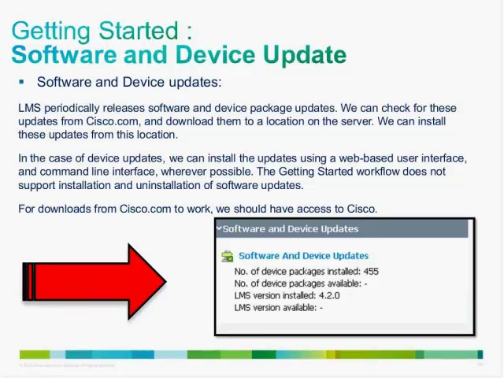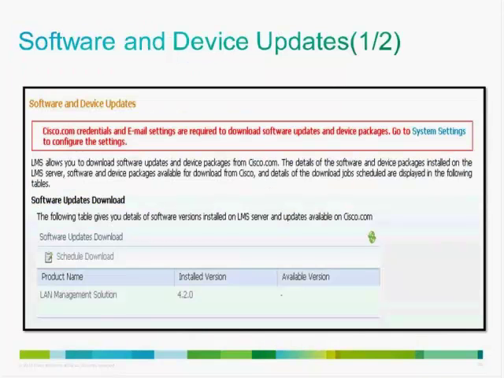So, software and device update. This is one of the most important topics, because the Cisco software team keeps on releasing different software updates for CiscoWorks. They may be device package updates, MDF data updates, or an entire suite of a new minor release like 4.2.1, 4.2.2. It can check for software and device updates, and we can install them.